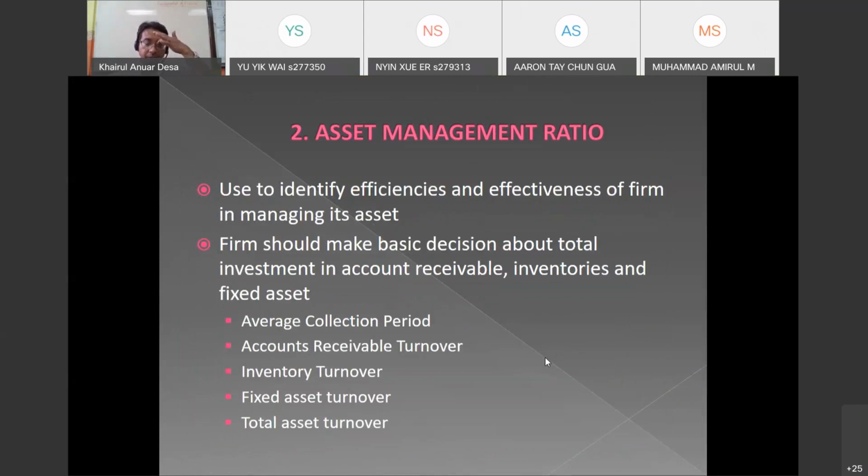Okay, in the last meeting, we have discussed about the liquidity ratio. Okay, any question before we start our topic of the asset management ratio for this week? Boleh kita mulakan sekarang?